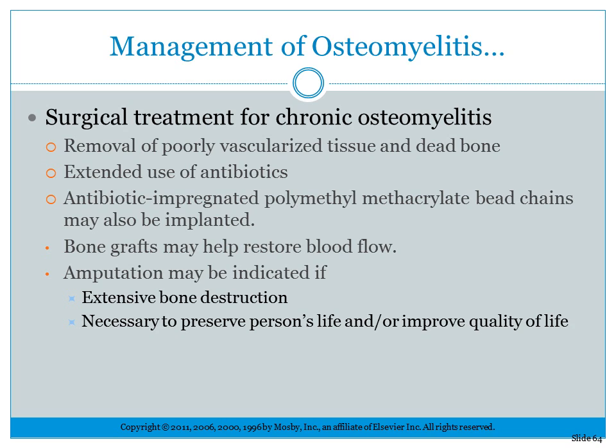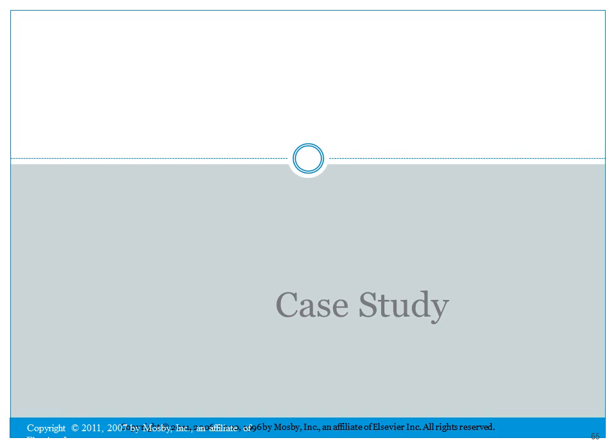Bone grafts may be indicated to help restore blood flow to damaged bone, and amputation if the destruction of the bone has gone beyond potential repair. So post-operatively, with any of these surgical treatments, we're going to, of course, maintain strict sterile technique, monitor for further signs of infection, and treat the patient for pain management, and get that extremity healed and back in use as quickly as possible.